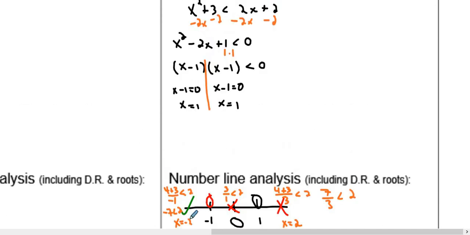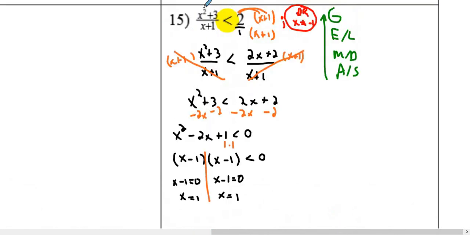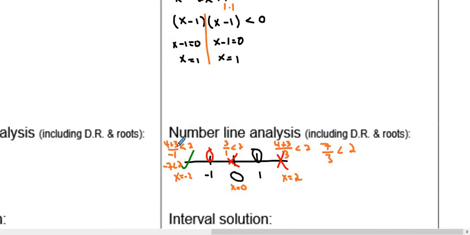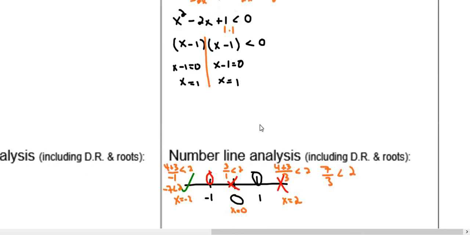So if I check -2 in the original problem, I would get -2 squared, which is 4, plus 3, 7. And then -2 on the bottom would make -1. So I get 7 over -1. So is -7 less than 2? -7 is a negative number, 2 is a positive number. Check, that's valid. Then I'm going to check 0. It's the only thing that's reasonable between -1 and 1. You can check whatever you want, but 0 is very reasonable.